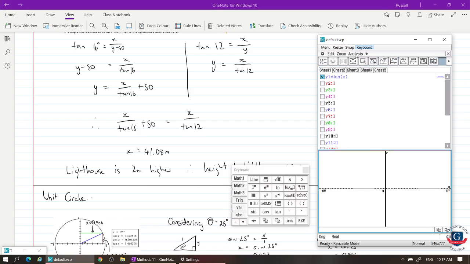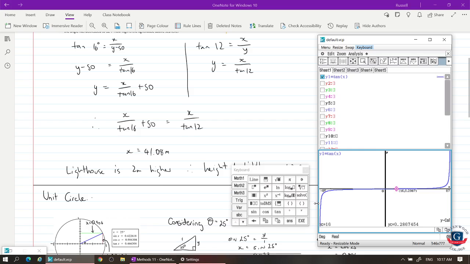Click analysis, gsolve, xcal. Oops, I haven't got a graph yet. Graph the graph, analysis, gsolve, ycal 16. Lo and behold, we get 0.2867. So we can see that the value that we got comes off the graph.